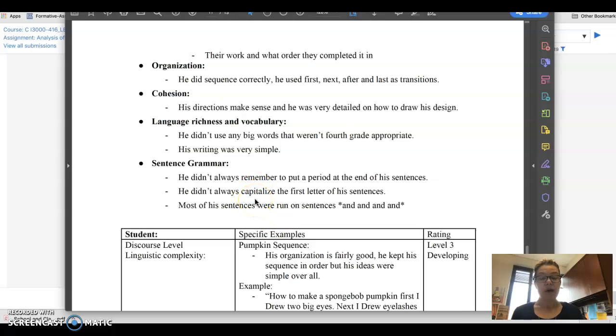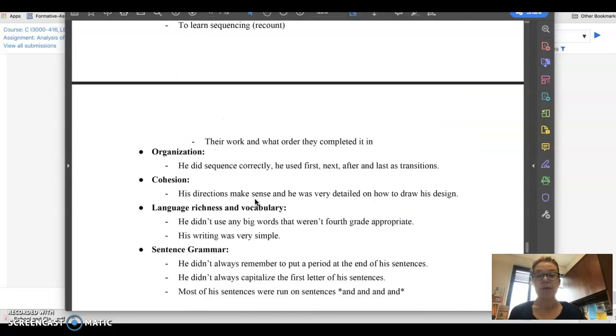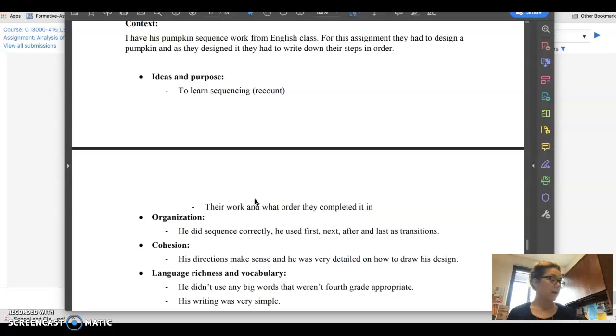Sentence grammar, you got some good ideas here with regards to mechanics. In terms of syntax or word order, you might want to make a note of whether or not he has any troubles with that. All right, so that's my feedback on this first part. And again, you can look back at the writing with a purpose reading if you need help with that.